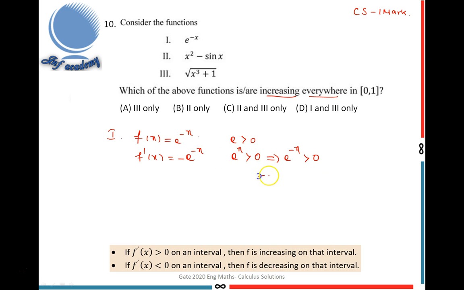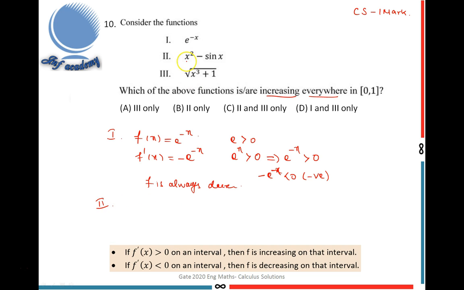But minus e power minus x is less than 0. Multiply by one minus sign, we get less than 0. So f dash of x is negative, always negative. So f dash of x is negative in the interval 0 comma 1. So f is always a decreasing function. In statement 1, the first function f is always a decreasing function.